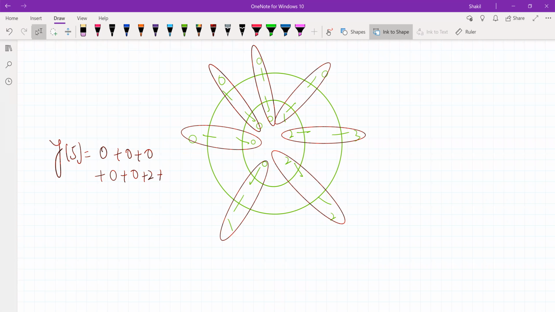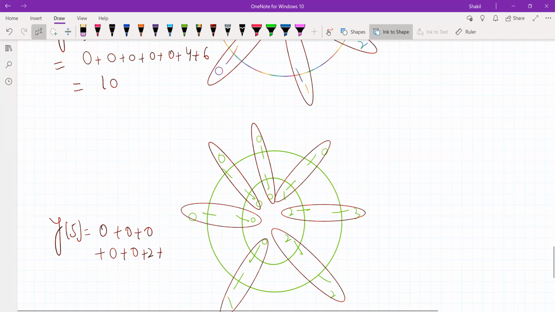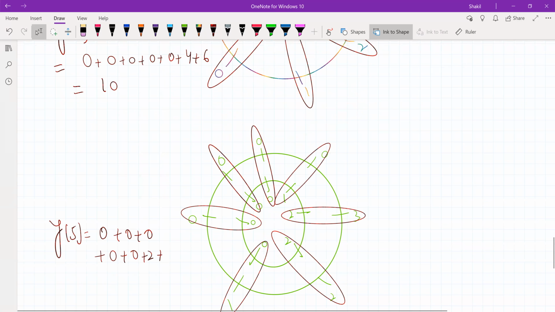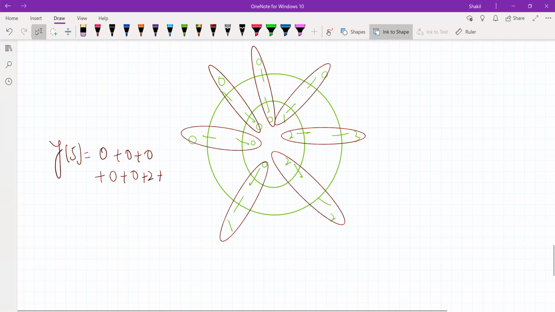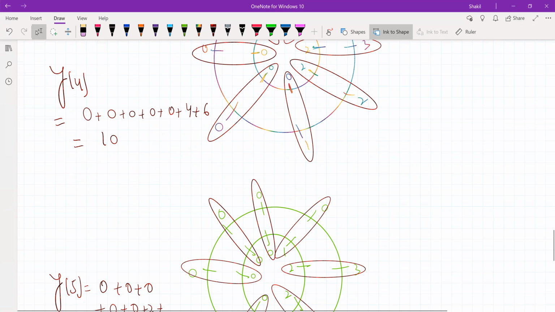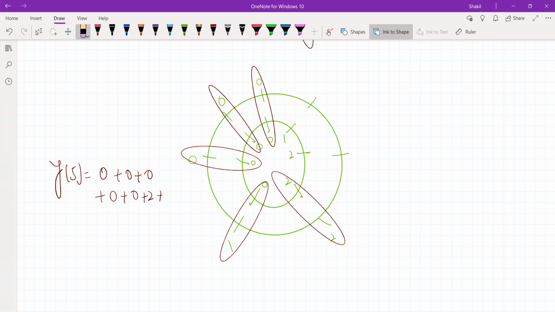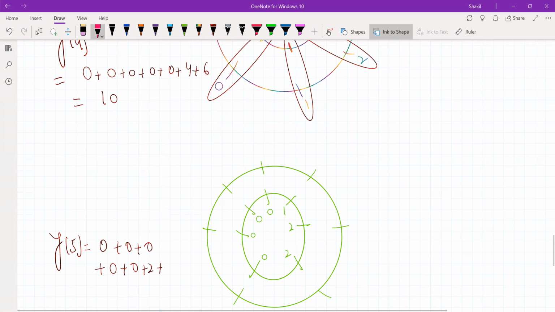Let this rotate. This should rotate from right to left. So 1 should be oriented to left. Yes, I have done the shift incorrectly. So please check it. The shift is incorrect. Right? So let me move this. So 1, 0.